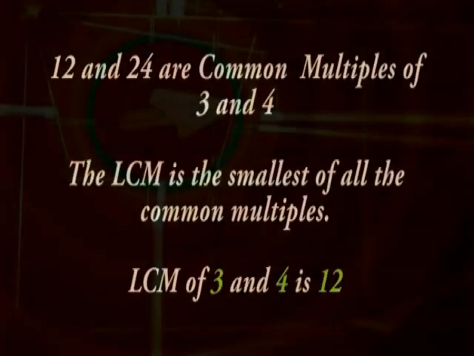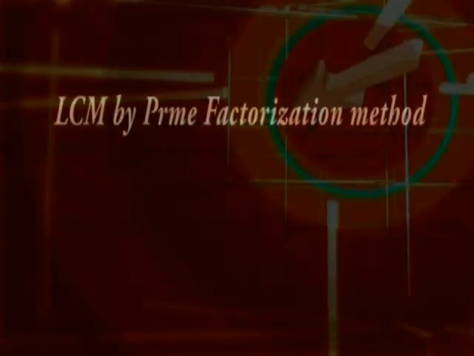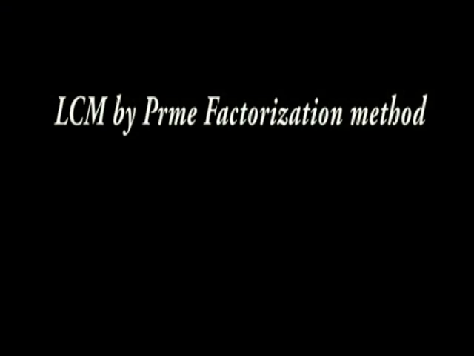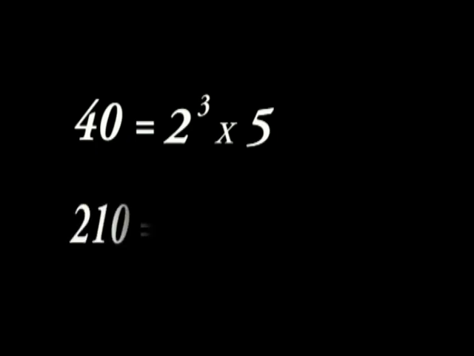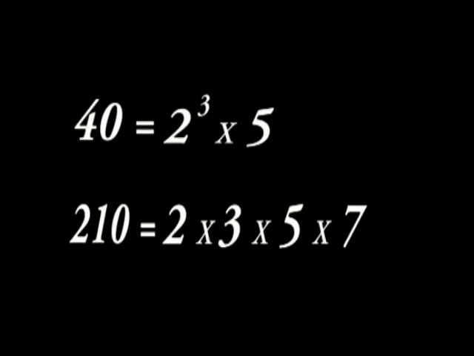We can also find the LCM of a group of numbers by the prime factorization method. For example, find the LCM of 40 and 210. If we express them as prime factors, we have 40 is equal to 2 raised to power 3 times 5. 210 is equal to 2 times 3 times 5 times 7.